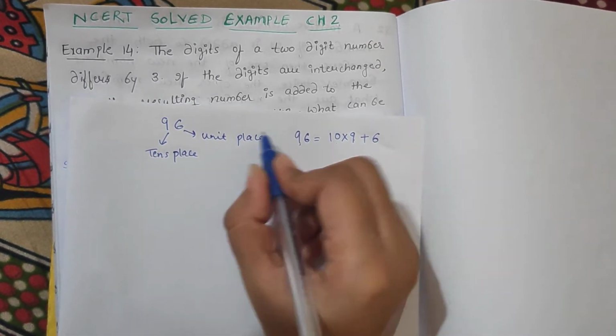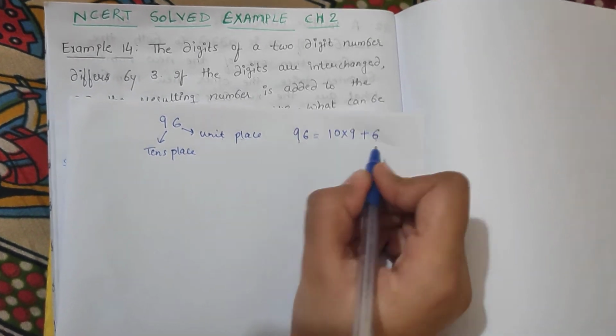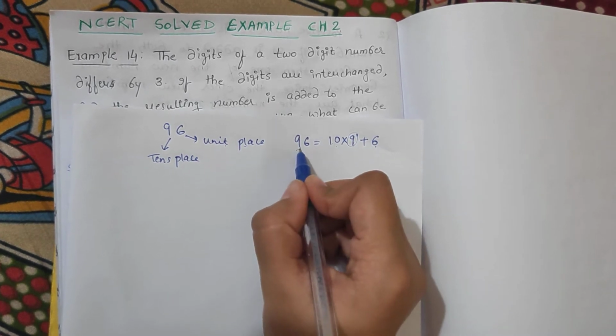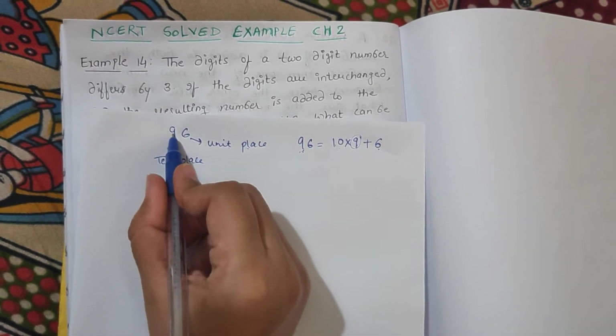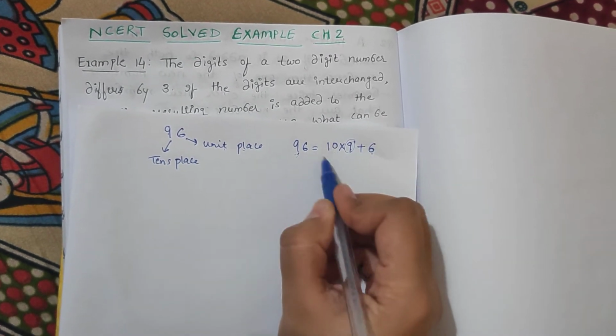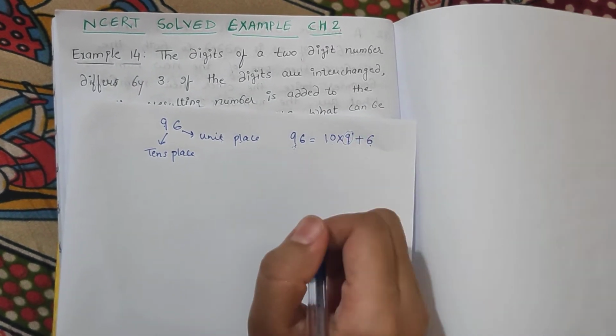Here this 6 is at unit place, so this is 6, and 10 into the digit at tens place, here it is 9. This part is clear, so we can write this in this expanded form. I hope this part is clear.